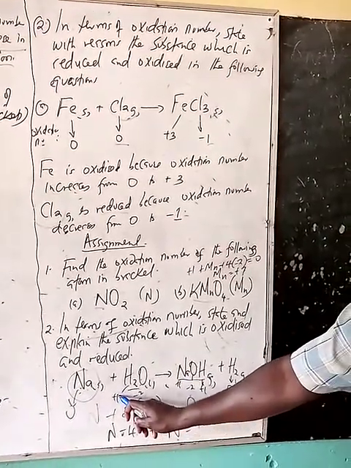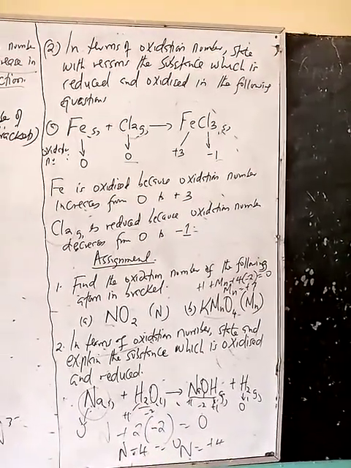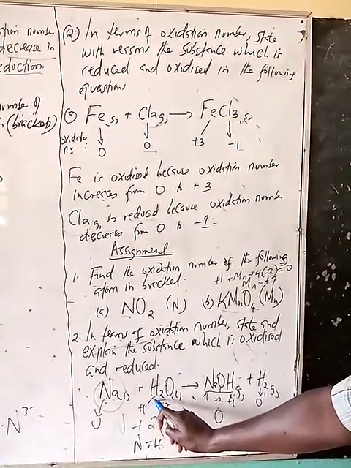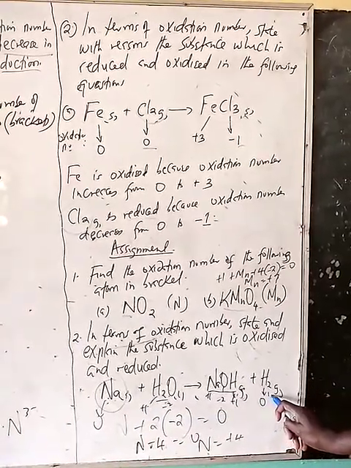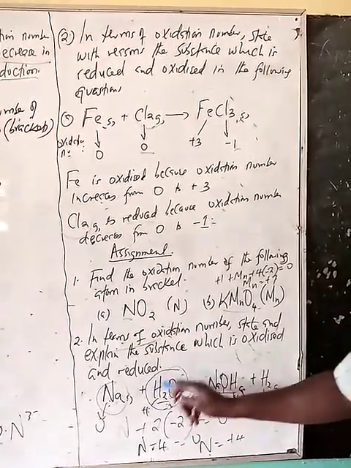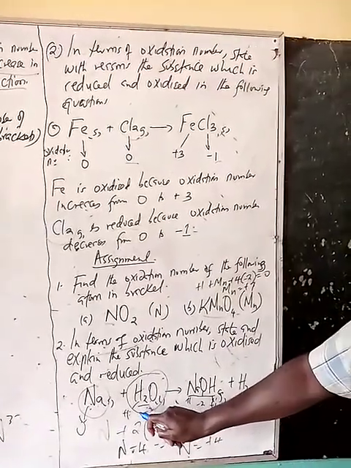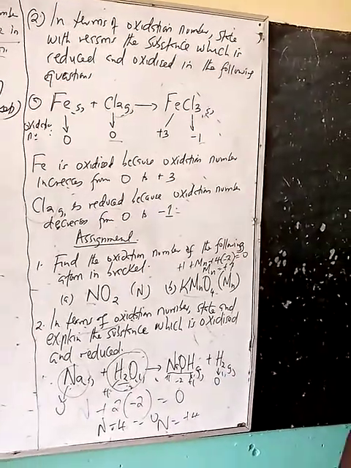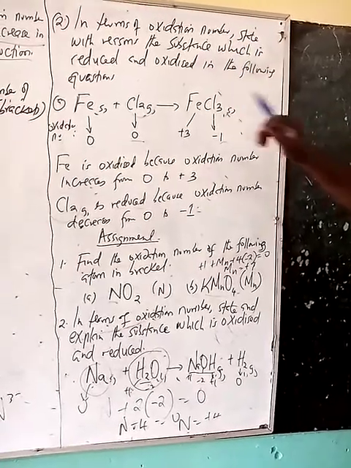If you look at hydrogen here, the oxidation number decreases from positive 1 to 0, then the whole of this water is reduced. It is reduced because the oxidation number of hydrogen decreases from positive 1 to 0. So that's how you look at the oxidation number in terms of oxidation and reduction.